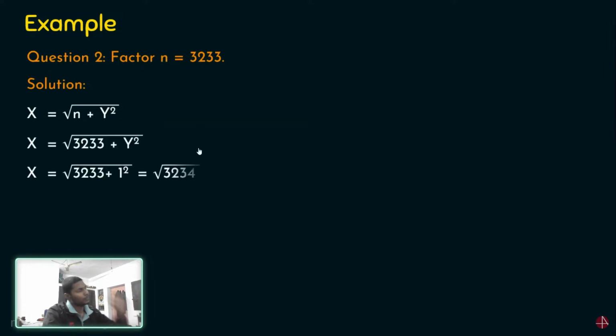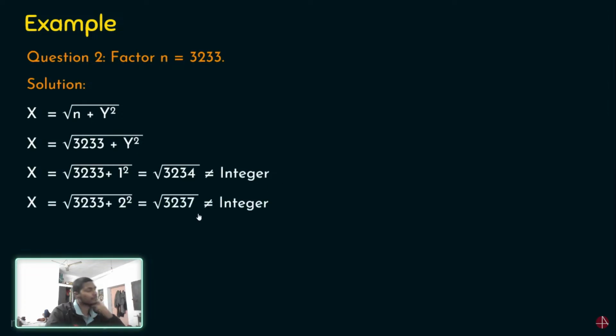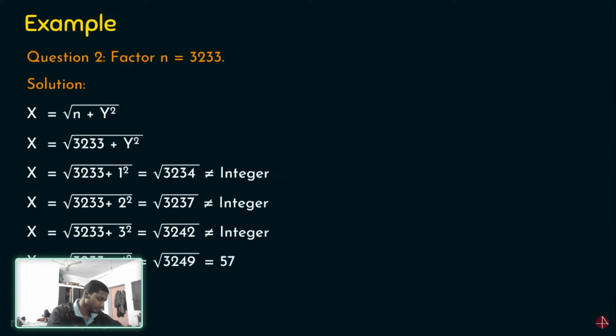So we will start applying with the value 1. When you apply the value 1 to y, you don't get an integer. When we apply the value 2, you won't get an integer. When you apply the value 3, still you won't get an integer. When you apply the value 4, you get square root of 3249, which is equal to 57. So from this, the value of x is 57 and the value of y is 4.